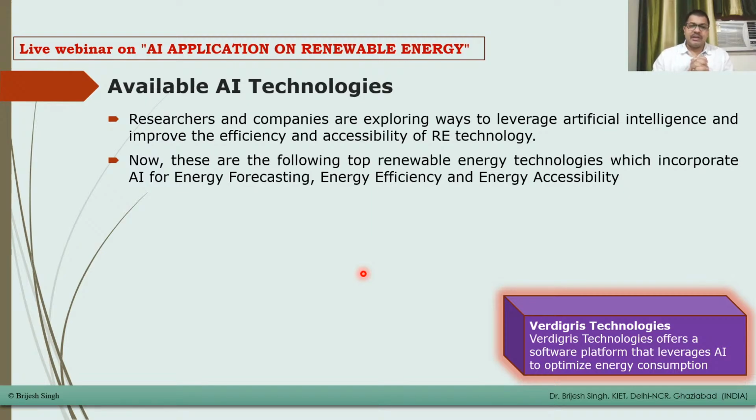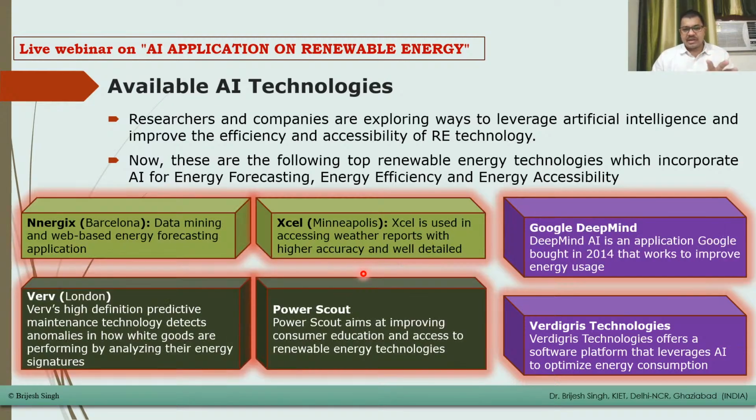Means if suppose any industry wants to know how they can optimally utilize the energy in their industry, or in any home or any society, so they are giving the solution for optimal utilization of energy consumption. So these are some AI-based technologies which are already available at the global level, and they are supporting utilities, industry and society in different domains.